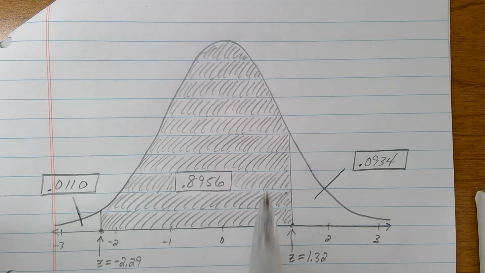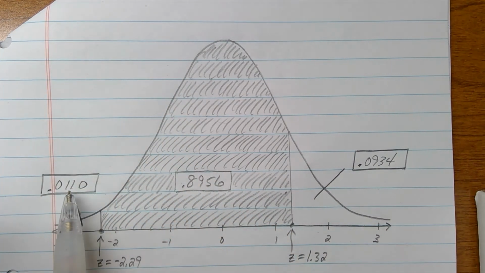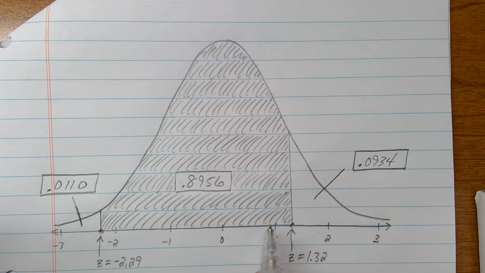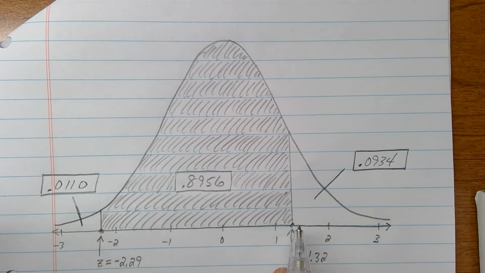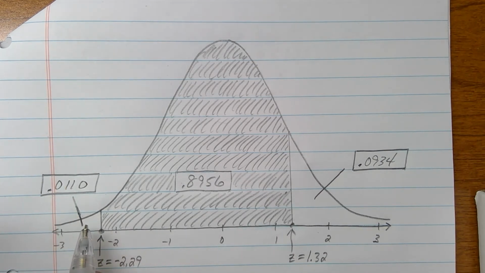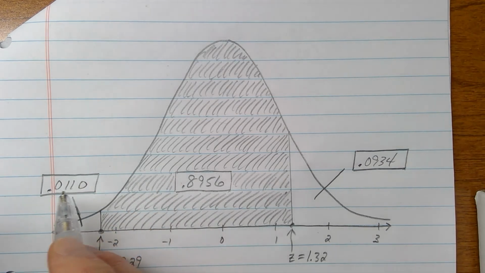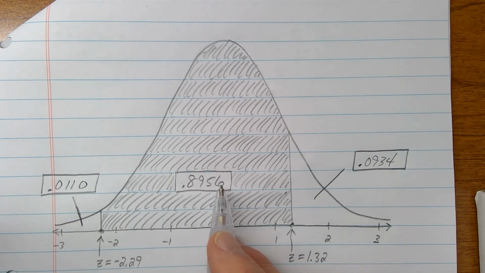I take that 0.9066 people that live in that area and I subtract these people in the white area because I don't want them included in the count. So 0.9066 is the area from here all the way to the left tail. Well, that's a little too much. I don't want these people in the white area. So I'm going to take whatever the table tells me for this area, and then I'm going to subtract out the people in the white area, which gives me the 0.8956. So I'm going to take the 0.9066 minus 0.0110, and I'm left with 0.8956.